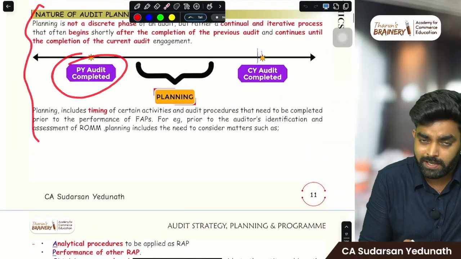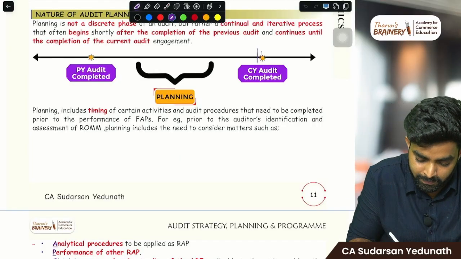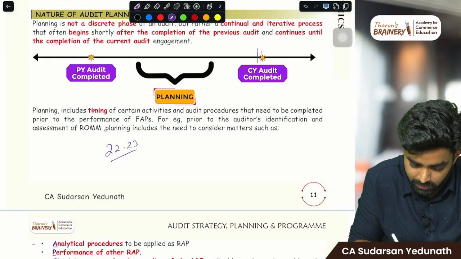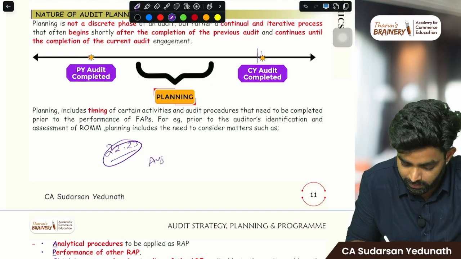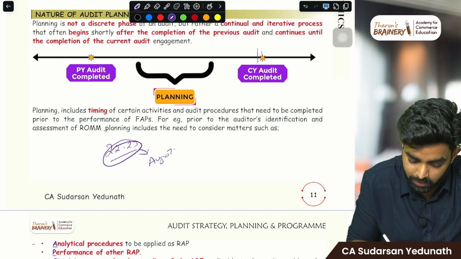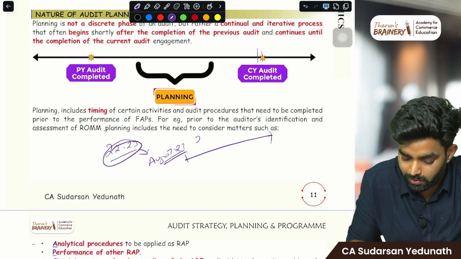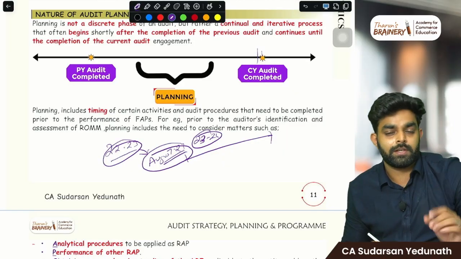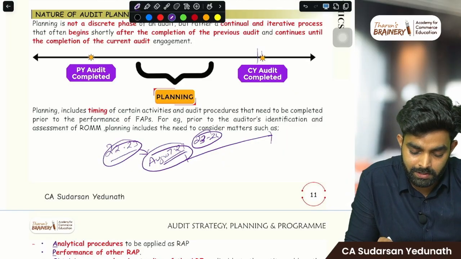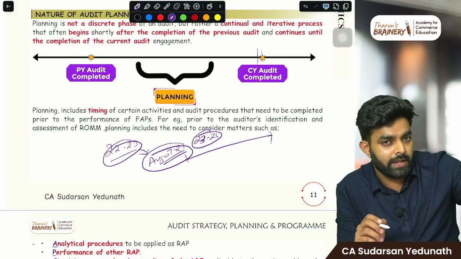Then, what is the nature of audit planning? Planning shortly begins after the year-end audit, because imagine you are auditing 22-23. So once you finish the 22-23 audit, imagine in August, you finish the audit of this accounting year in August 2023. That moment itself, you will start planning the audit for 23-24. Because when you finish this audit, you will get a lot of insights about what is wrong with the company, what are the areas where I need to focus, everything.